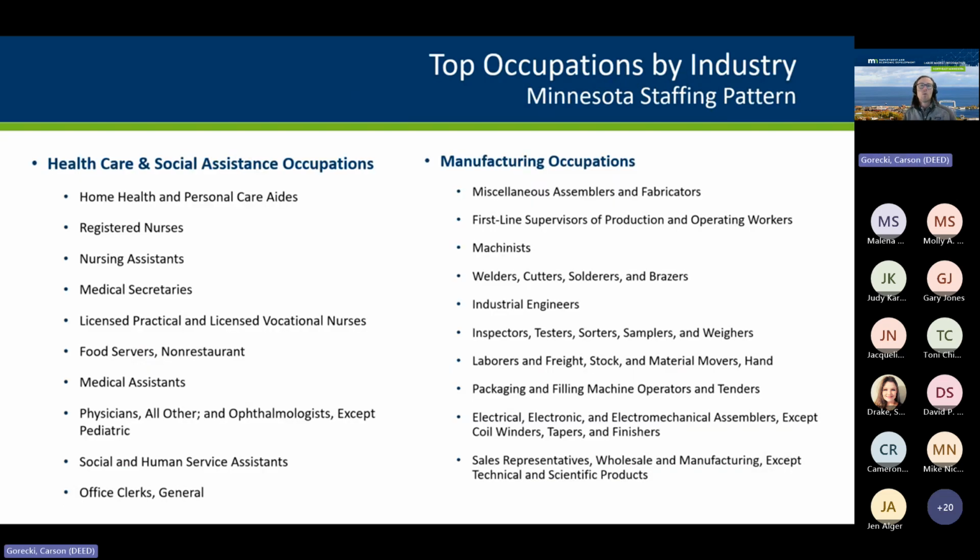Here are some examples. Within the healthcare and social assistance industry, here are some of the most common occupations listed. Some of them, maybe no surprise, are healthcare providers: registered nurses, home health and personal care aides, nursing assistants. But then you have medical secretaries, food servers, social and human service assistants, and office clerks. So not necessarily directly providing healthcare, but supporting healthcare provision, and also in the healthcare industry. In manufacturing, you can see some of the same things. You have folks actually working to produce goods, but then you have a lot of supporting occupations: industrial engineers, sales reps, accountants, etc.